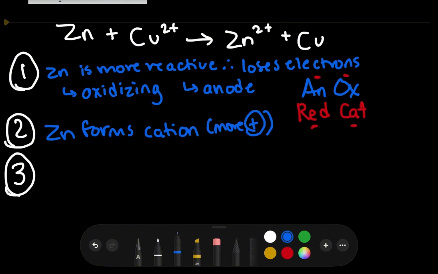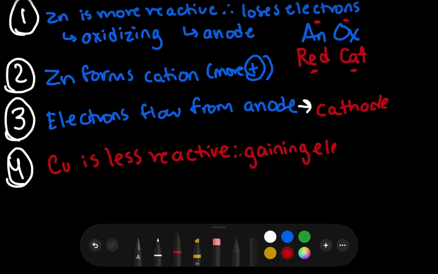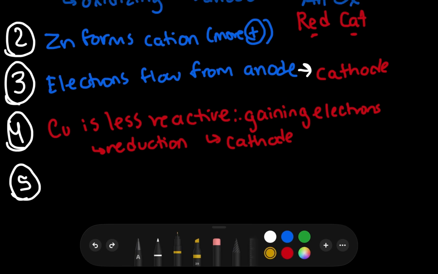So now the electrons from the anode, or Zn, are now flowing to copper, which is the cathode. So now Cu, since Cu is less reactive, it's gaining electrons. So it's reducing, oil rig. Reduction involves gaining electrons. So this is a cathode. So because Cu is less reactive, it's going to gain electrons, which is going through reduction, and therefore it's a cathode.